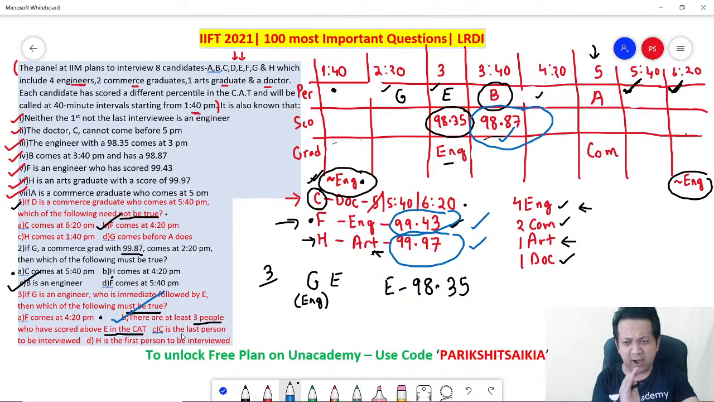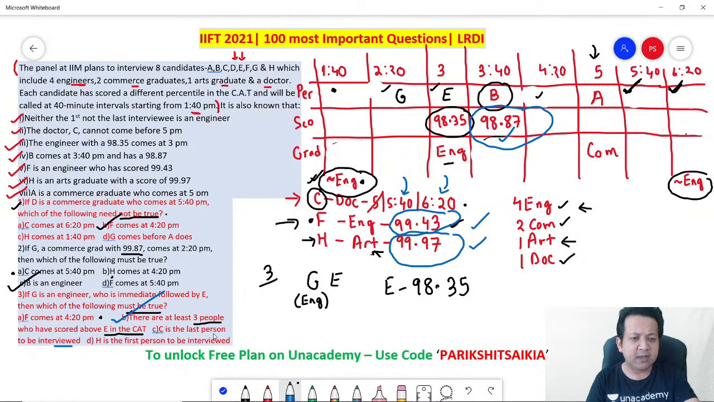What about option C? Remember, this is just out of curiosity, okay? In the exam, you get one option correct, tick, move to the next. But I must also tell you why the other options are wrong, because I'm teaching you, so later someone should not have a doubt. C is the last person to be interviewed. Is it necessarily? Remember, C can either come at 5:40 or at 6:20. So C might or might not be the last person. Question is saying must be true. So option C cannot be your answer.